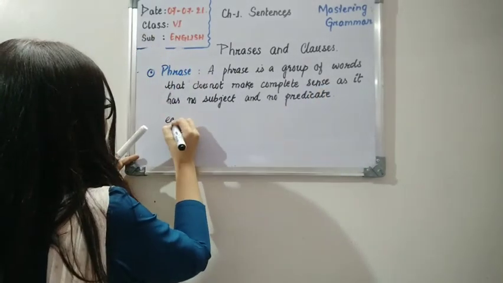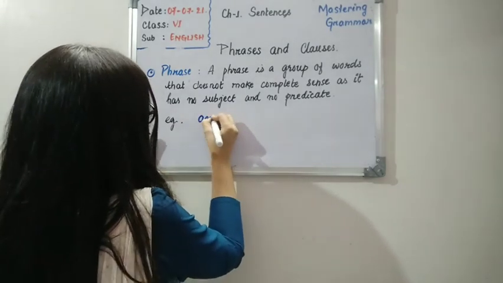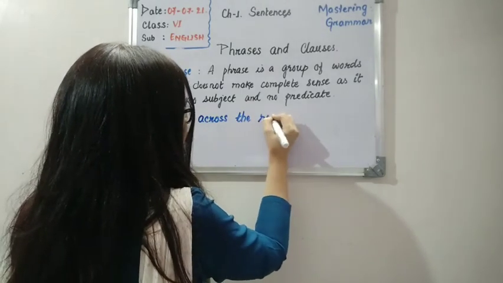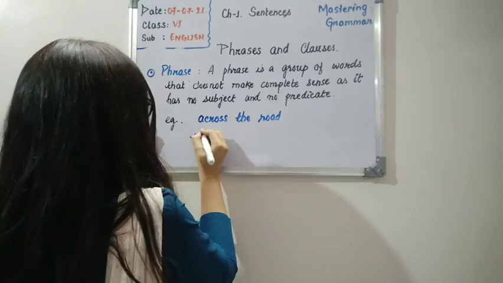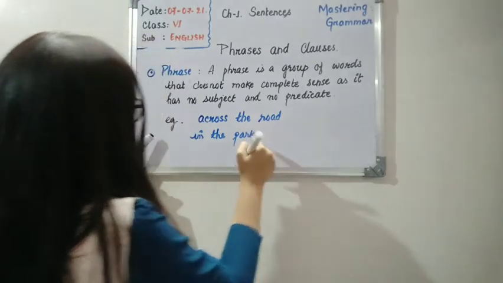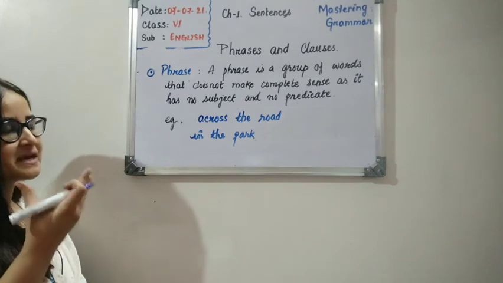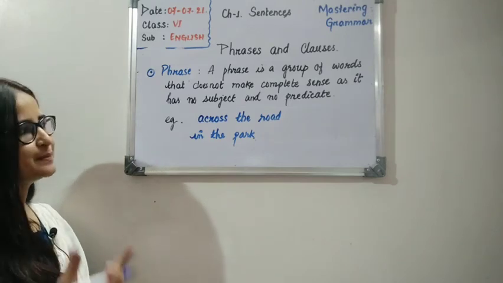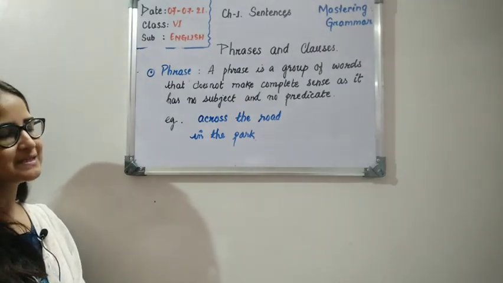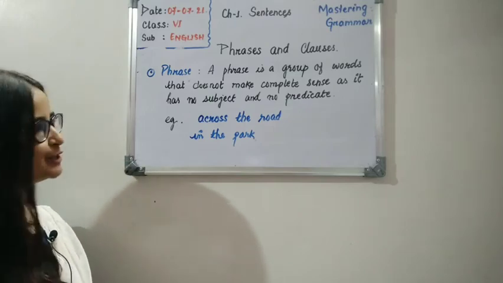Examples are: across the road. So children, can you see any subject here? What is happening across the road? This is not clear. Okay, in the park. It is not clear what we are saying about the park. They are just groups of words arranged properly, but they do not make complete sense. This is required to write a sentence, but it is not complete on its own. We have to use the other parts of the sentence as well, the subject and the predicate, because this is incomplete. So now let's learn about clauses, children.